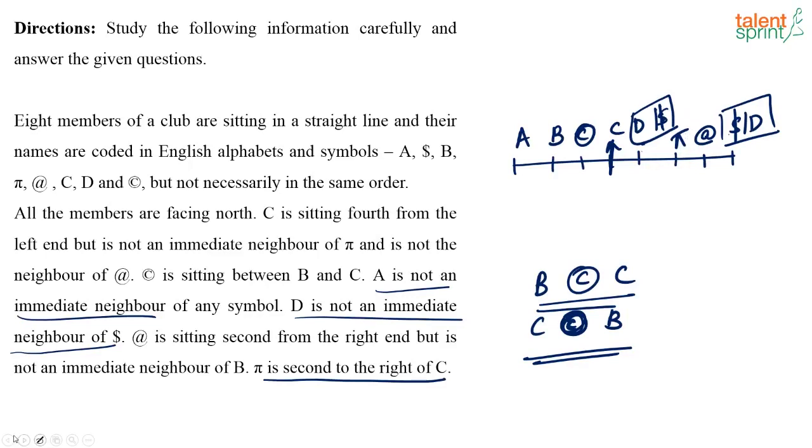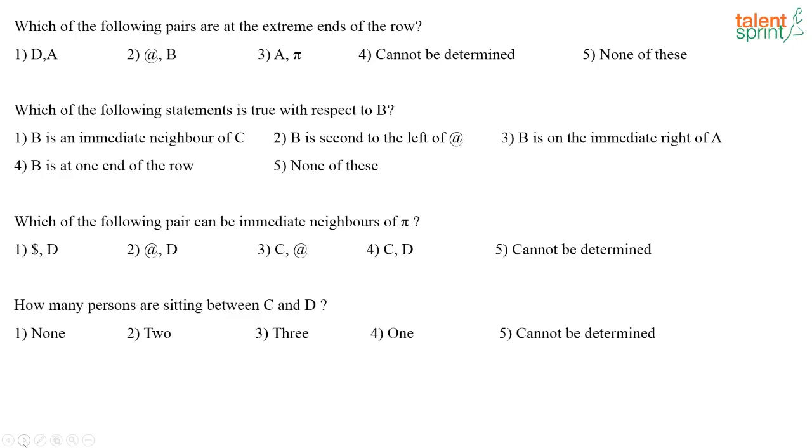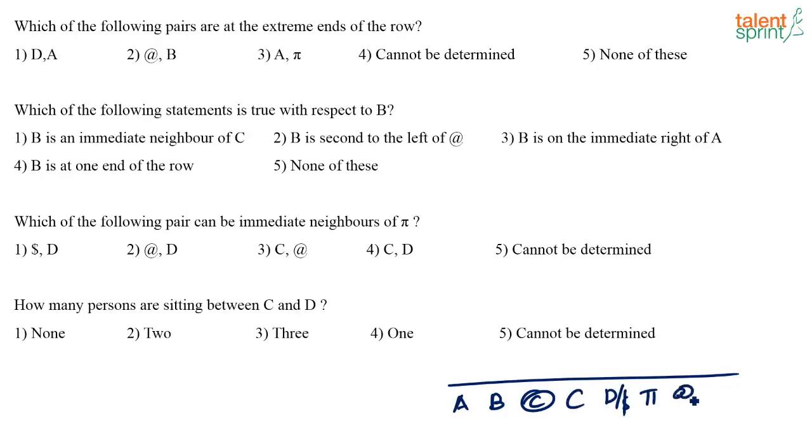Okay. Now let us look at the questions that follow. Yeah, this symbol is called copyright. Correct. So generally when you see these official documents, this symbol will be there at the end of the page and the year will be mentioned. First question. So let me just draw that arrangement here: you have A, B, copyright, C, this will be D or dollar, then you have pi, at the rate of, D or dollar.